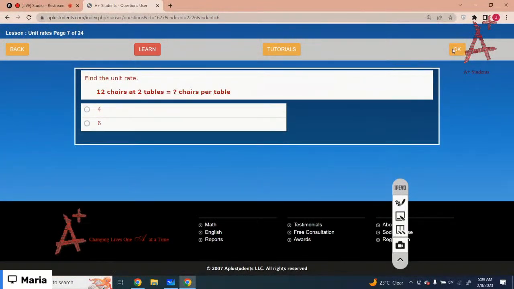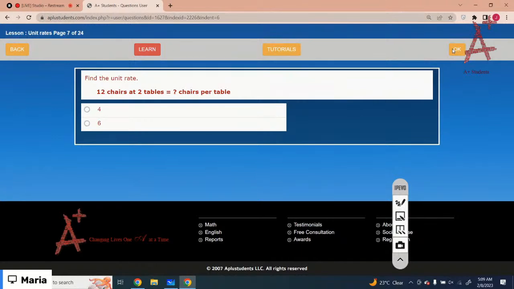Okay, the next one is 12 chairs at 2 tables. So you have to calculate the chairs at one table. So you have to divide 12 by 2. So 2 times what number is 12? 2 times 6 is 12.